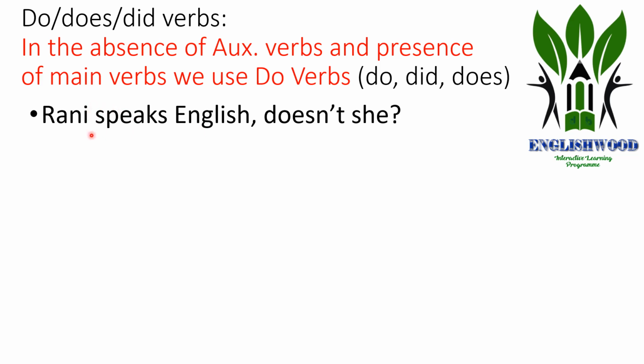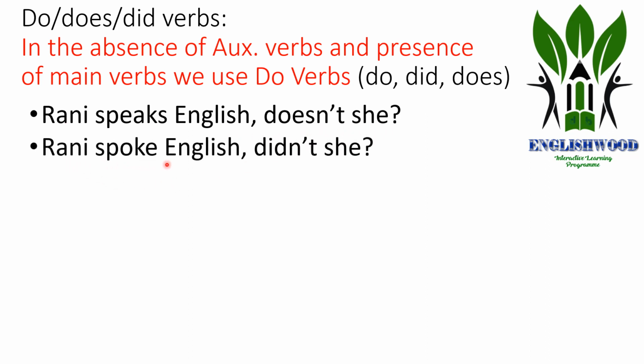So now, Rani speaks English. There is no auxiliary verb. No is, am, are, was, were, has, have, can, could, may, might, shall, should. So when there is no auxiliary verb, then we use either do, did, or does. Here, speaks is a does verb. Therefore, simply Rani is she, so doesn't she.